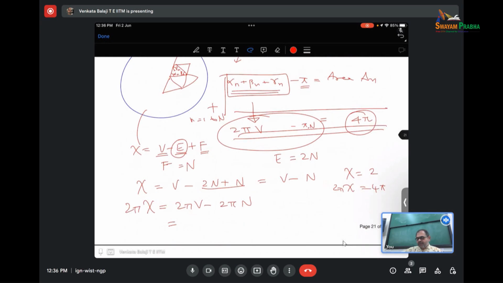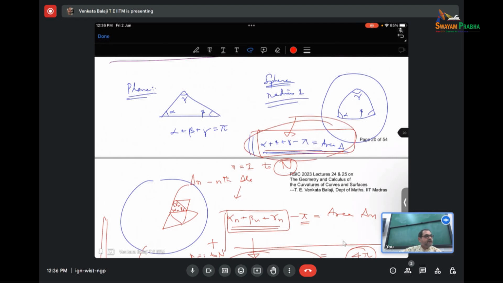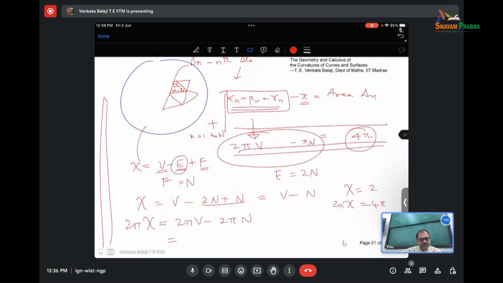So let me tell you what I want to say. The idea is that if you use this formula, you should be able to prove that for a sphere, the Euler characteristic is 2. The key to the proof that the Euler characteristic of a sphere is 2 is this formula: if you take a spherical triangle, the excess of the sum of the interior angles over pi is the area of the spherical triangle. So if you have it for each triangle and then you cover the sphere by triangles and you sum up, you are supposed to get that the Euler characteristic of the sphere is 2.